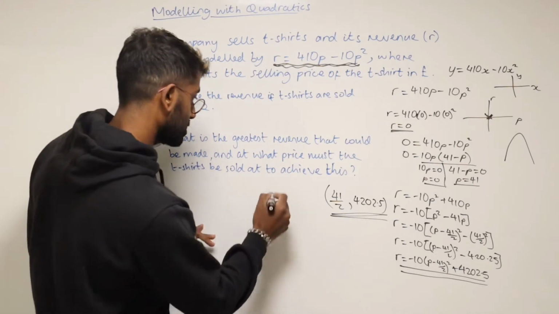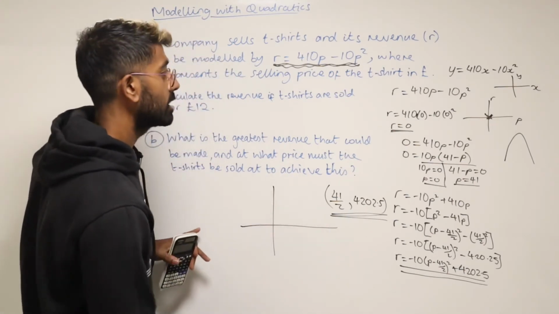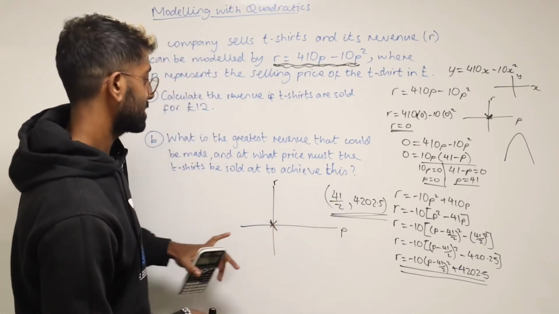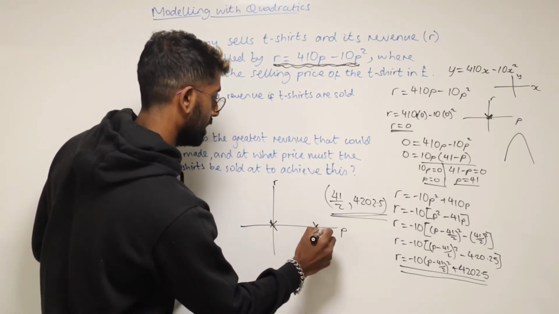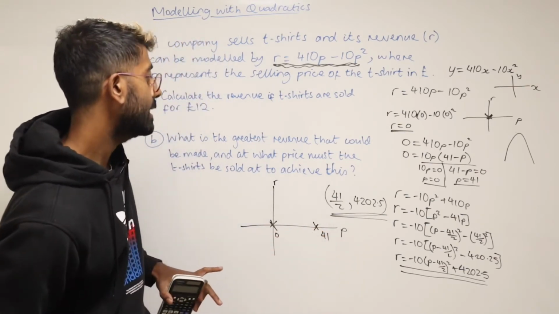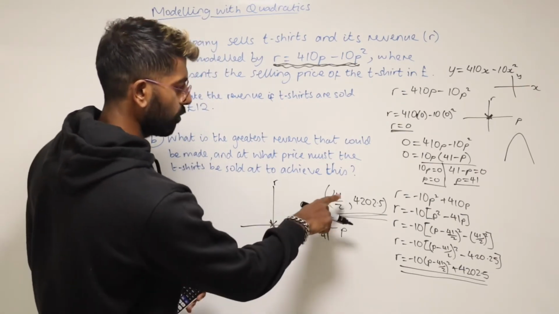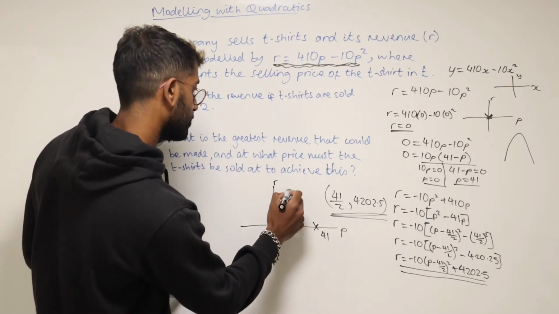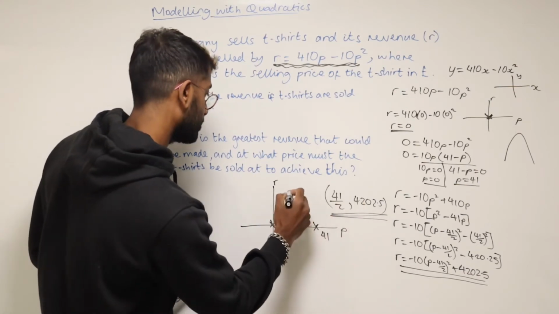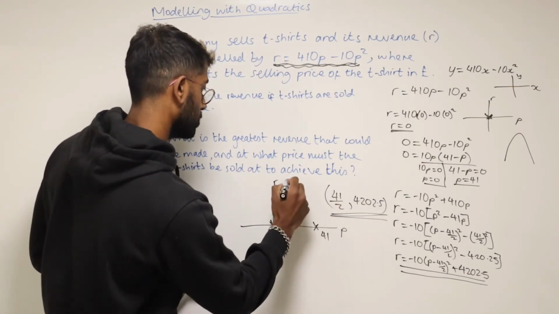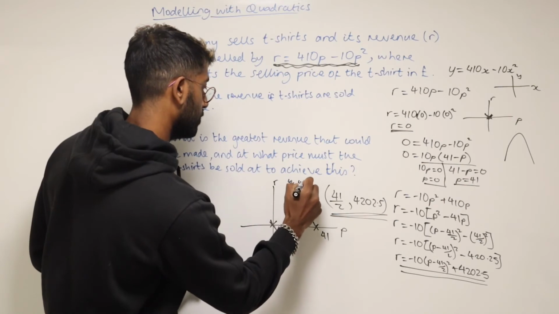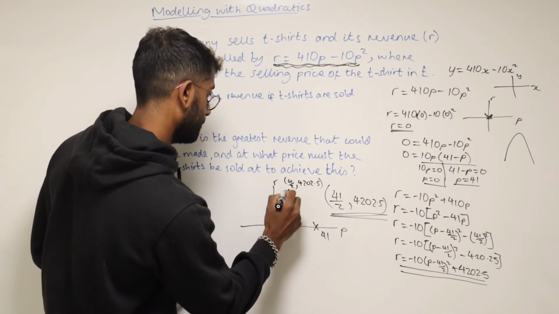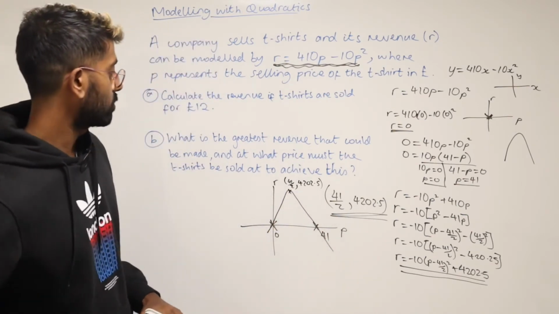Now let's just quickly sketch this out. We've got an r-axis and a p-axis. We know it crosses the p-axis at 0 and at 41. And we know the turning point is at 41 over 2, so that's exactly halfway, and at 420.25, no, sorry, 4,202.5. So let's say that's up here. 41 over 2, 4202.5. And then we can sketch that. And there we go. There's our graph.